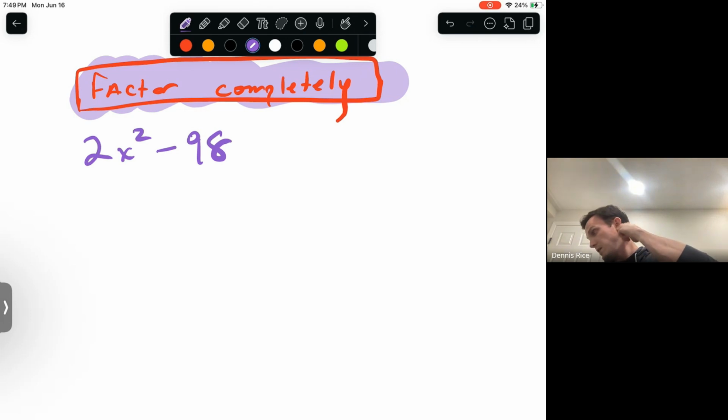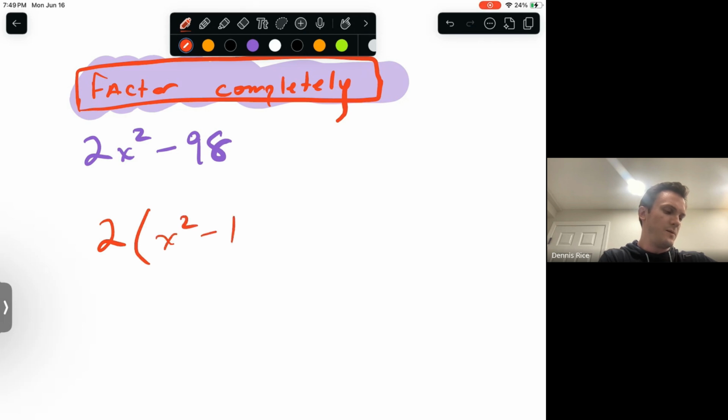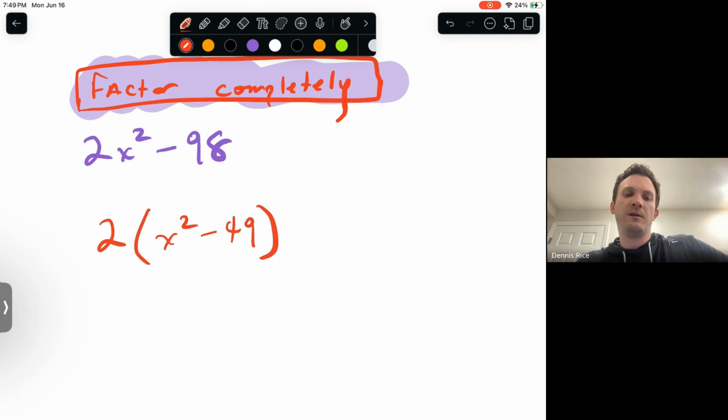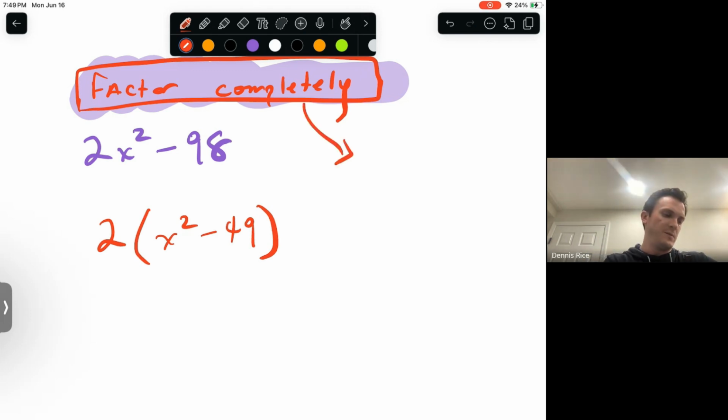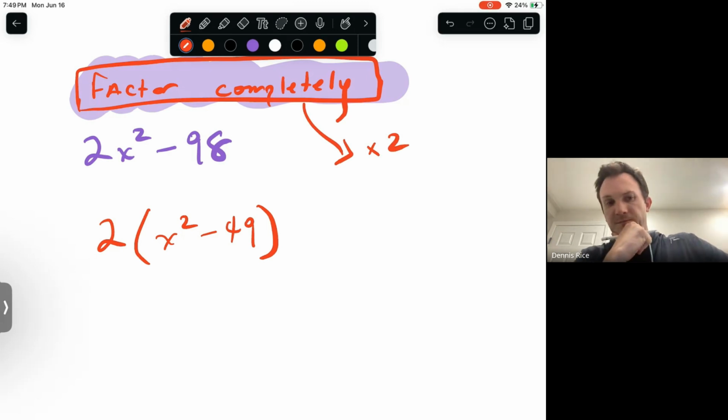All right, so if we're factoring this completely, what should we do first? GCF, yeah, GCF. So we have a GCF of 2 here. Sometimes it may be a variable. When you pull out that 2, this is what you get left behind: X squared minus 49. And now you want to say to yourself, hey, this means I'm going to be factoring twice. Mr. Rice told me that 500 times this year.